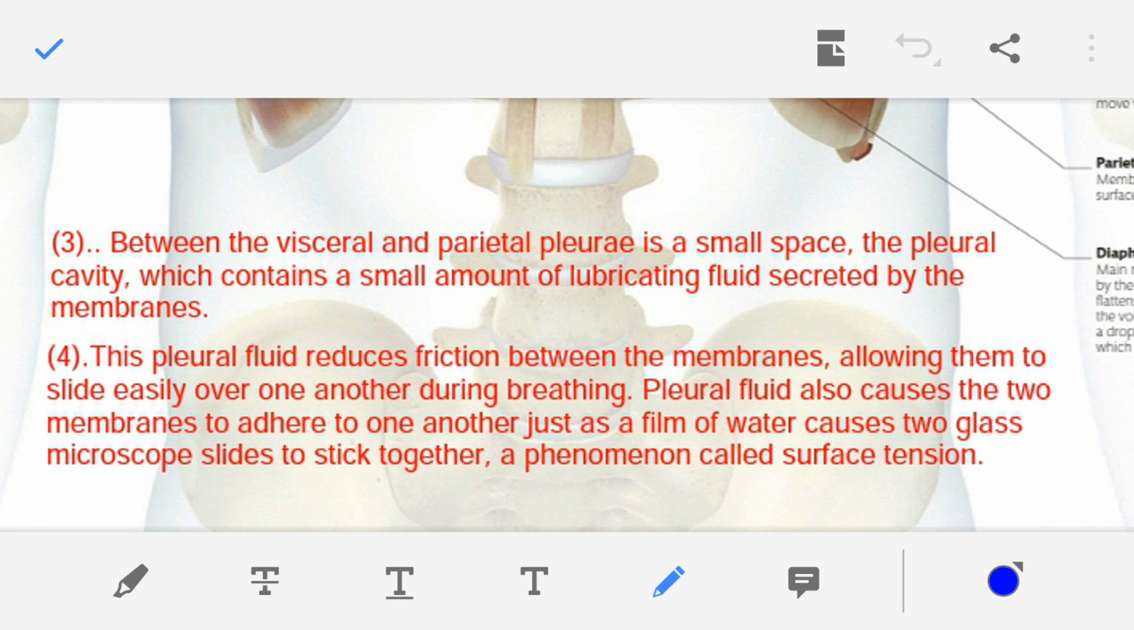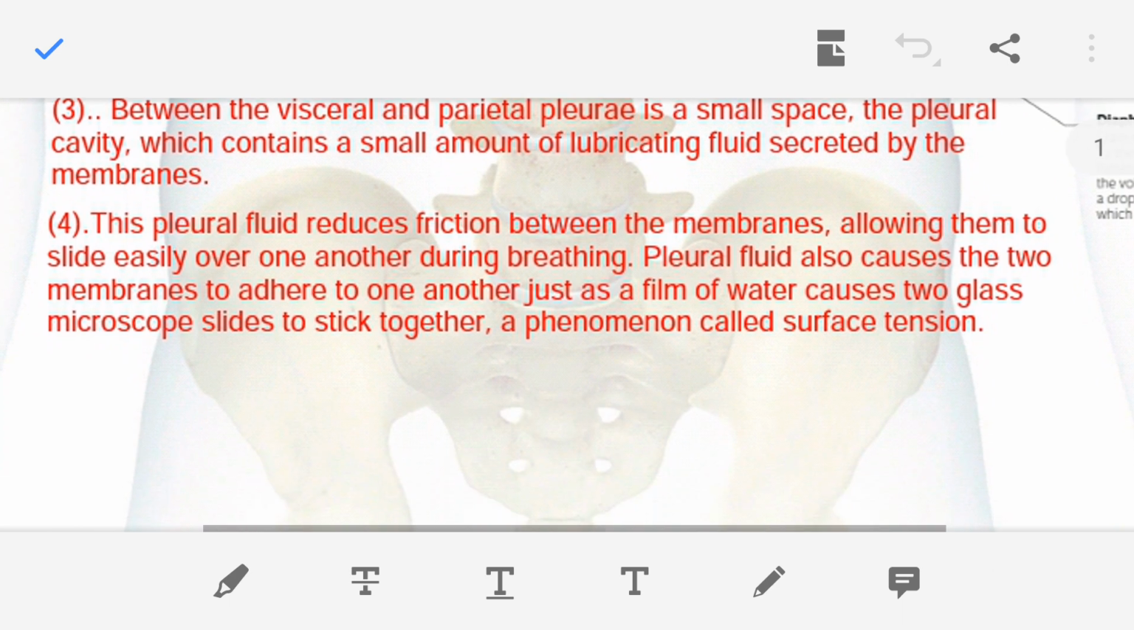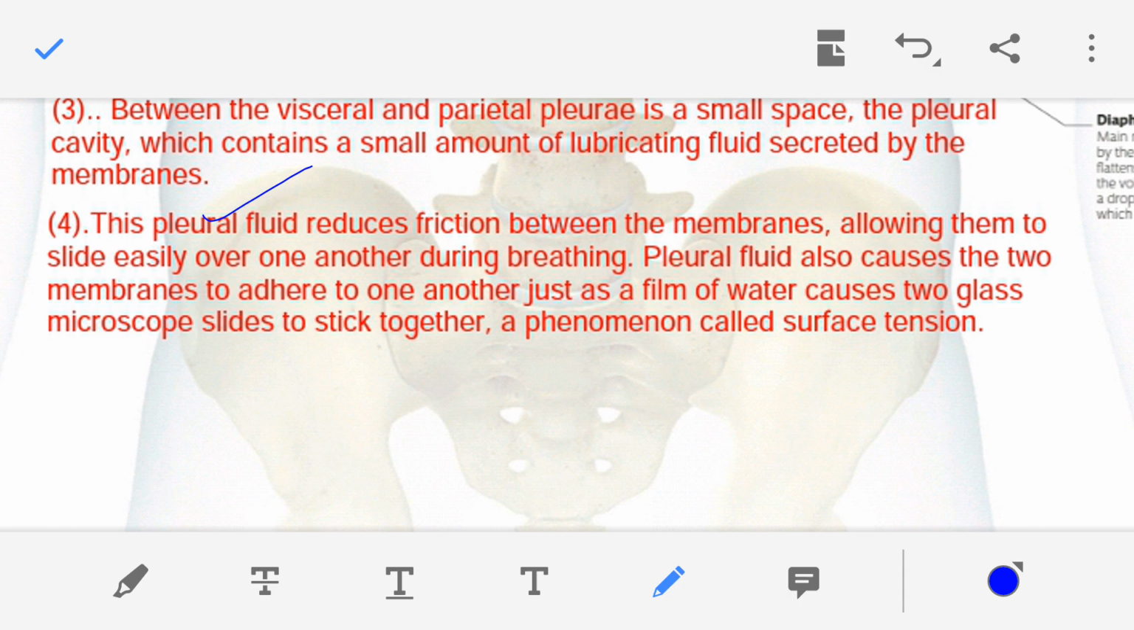Now the third point we have already discussed. Between the visceral and parietal pleura there is a small space, and this small space is known as the pleural cavity. In this pleural cavity a small amount of lubricating fluid is present, and this lubricating fluid is secreted by these two membranes, the visceral and parietal pleurae. Now, what is the function of this pleural fluid? This pleural fluid reduces the friction between the membranes during the breathing process.